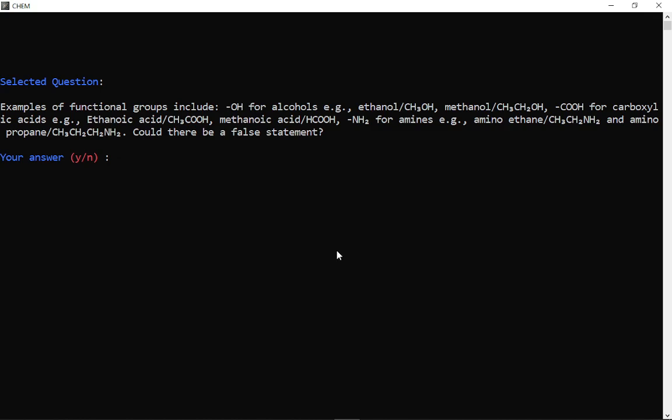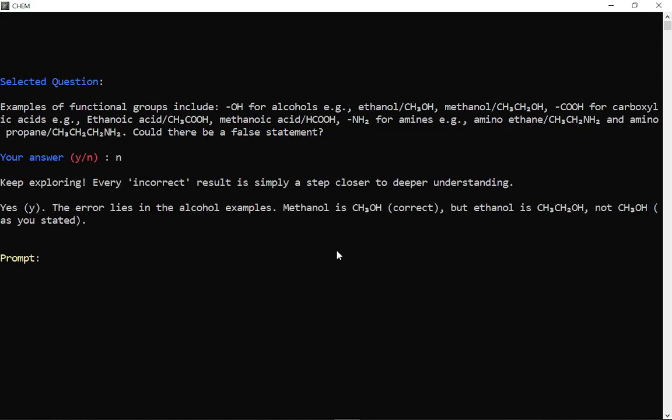Then they're asking whether there could be one of those that is false. So basically I don't have time, I'm just going to say maybe there is no false statement. So that shows it is an error, and the error is lying in the alcohol examples. They're telling me the formula for methanol is correct, but the one for ethanol is not that one as I stated. So that gets me wrong.